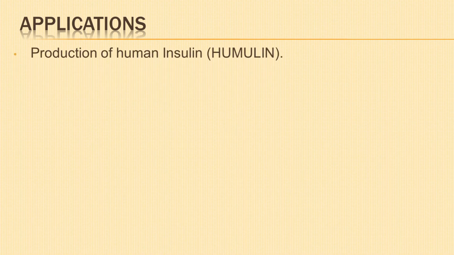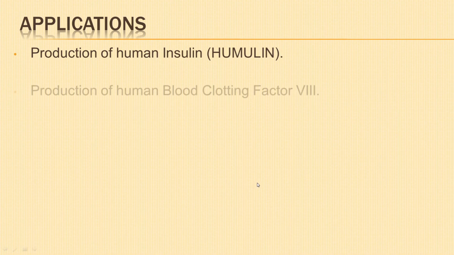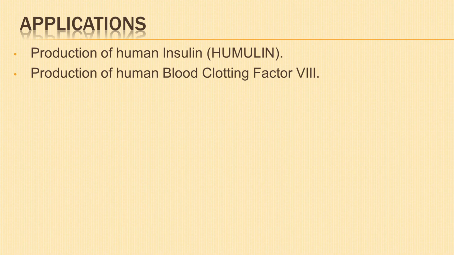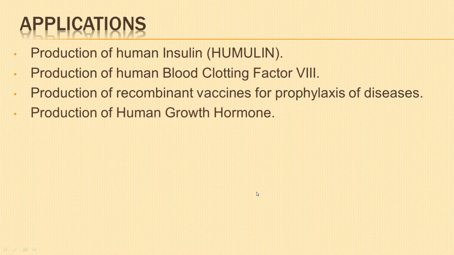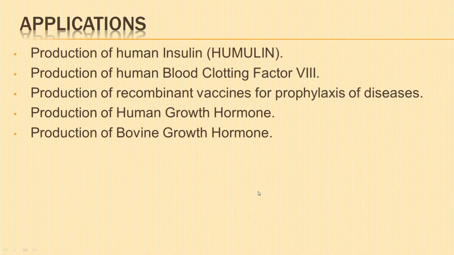It is used to produce human insulin, humulin, for the treatment of diabetic patients. It is also used to produce human blood clotting factor 8 to treat hemophiliacs. To produce recombinant vaccines for the treatment of human and animal viral diseases. It is also used to produce human growth hormone to treat pituitary dwarfism. It is used to produce bovine growth hormone to increase dairy yields.